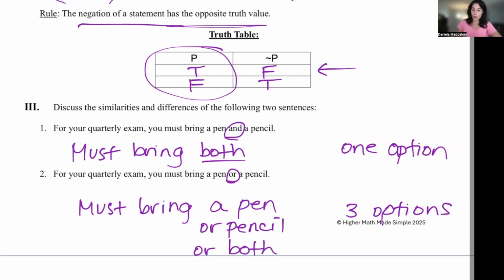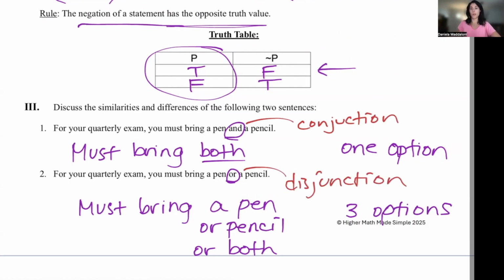So in math, the and is called conjunction. We're going to look at the conjunction of two statements. And the or is going to be disjunction. The symbol in math for conjunction is that caret symbol, or the upside down V, and the disjunction symbol is just going to be the V. So definitely need to know that.